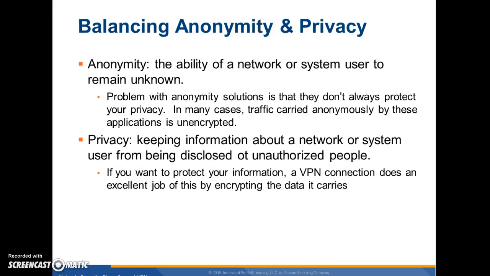Balancing anonymity and privacy. Anonymity is the ability of a network or system user to remain unknown. Problem with anonymity solutions is that they don't always protect your privacy. In many cases, traffic carried anonymously by these applications is unencrypted. Privacy, keeping information about a network or system user from being disclosed to unauthorized people. If you want to protect your information, a VPN connection does an excellent job of this by encrypting the data it carries.